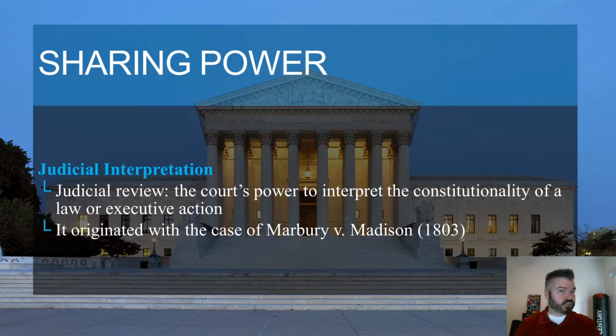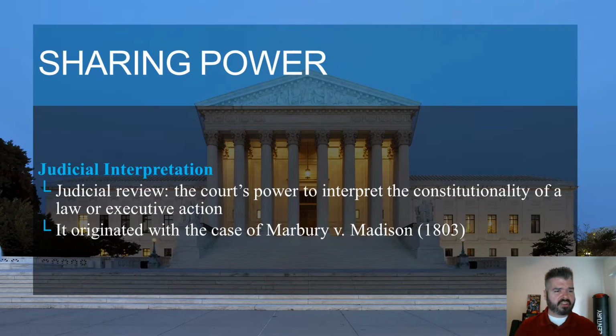Is it constitutional? Yes or no? If yes, why? If not, why? You see what I'm saying? So they can only review. They cannot create. They cannot implement. They cannot enforce. They only interpret the Constitution, and the questions that are sent before them, they look at through the lens of the Constitution.